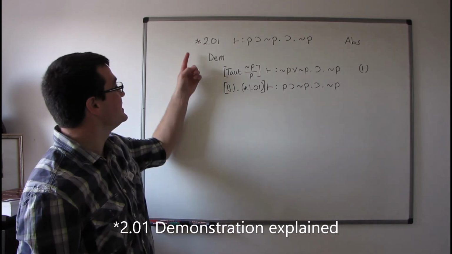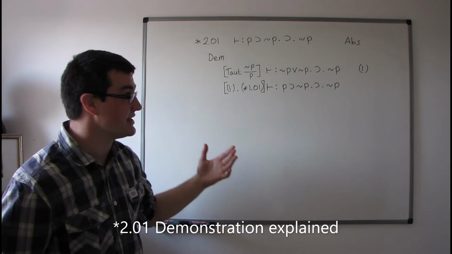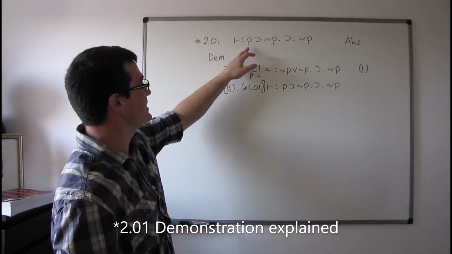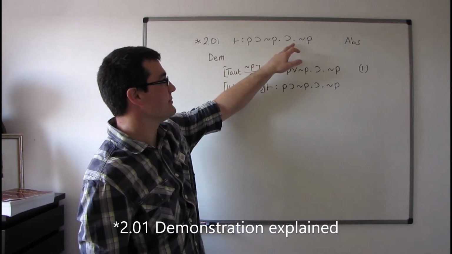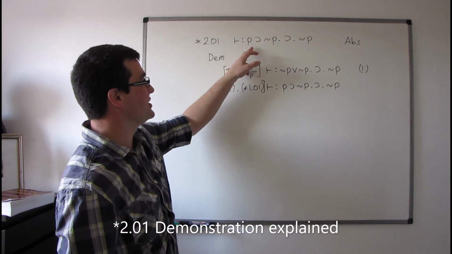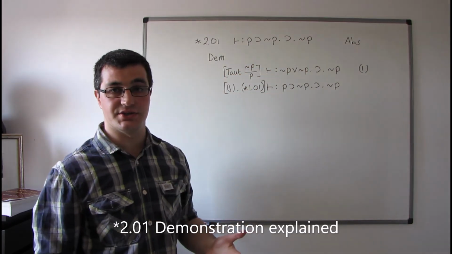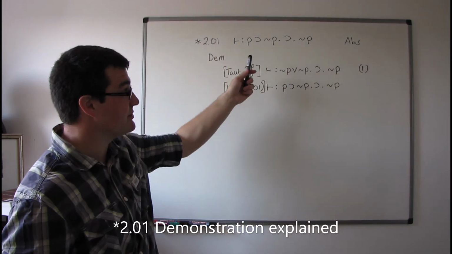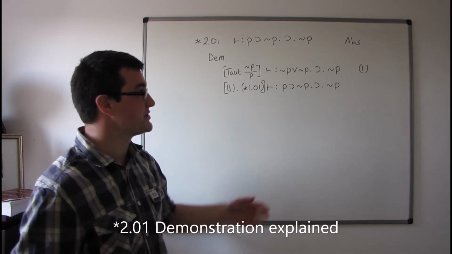So the number of this is 2.01. Let's just have a look at what this proposition says. So it simply says that it can be asserted that if P implies not P, this in turn implies not P. So if a proposition implies its negation, this implies that the negation is true. So this proposition has its own name. It's called the Principle of Reductio ad absurdum.